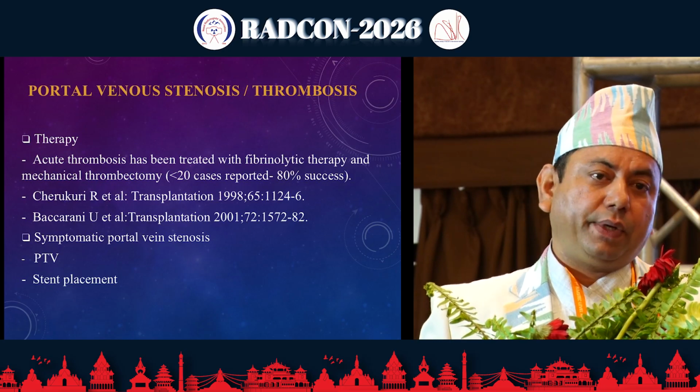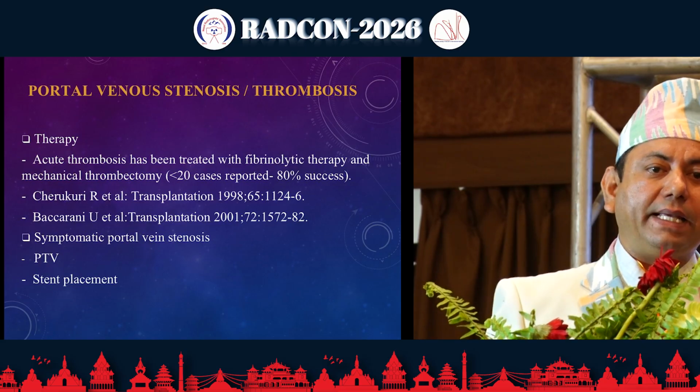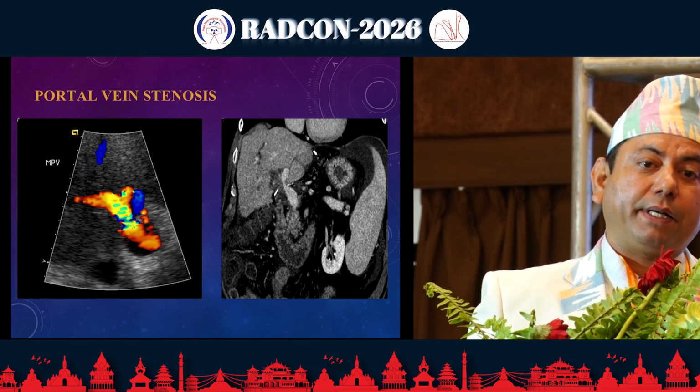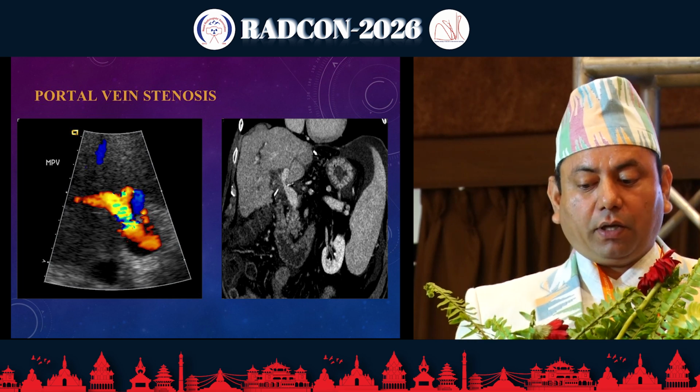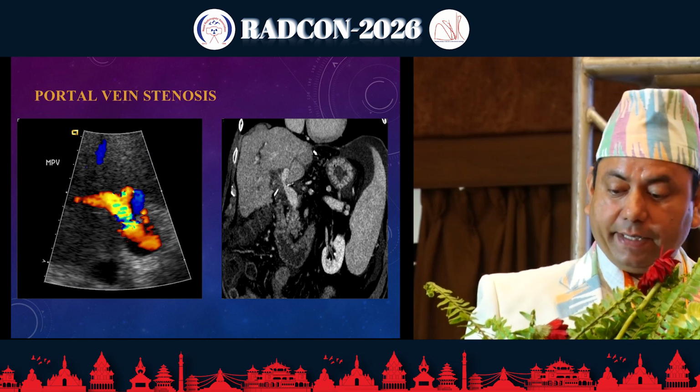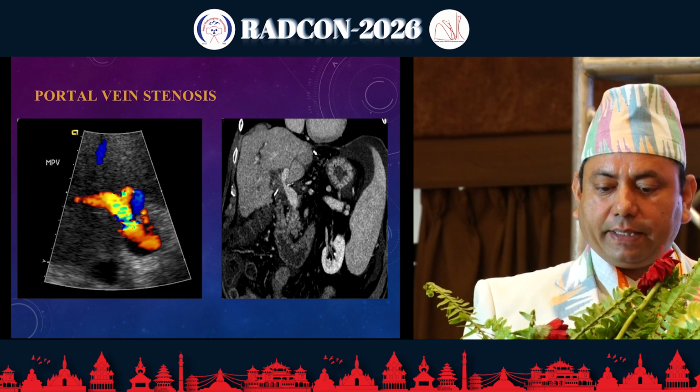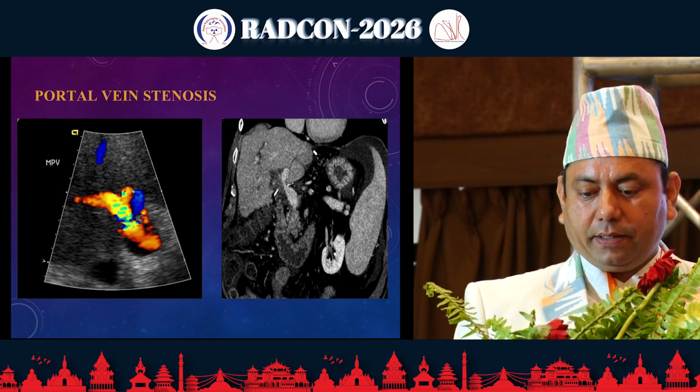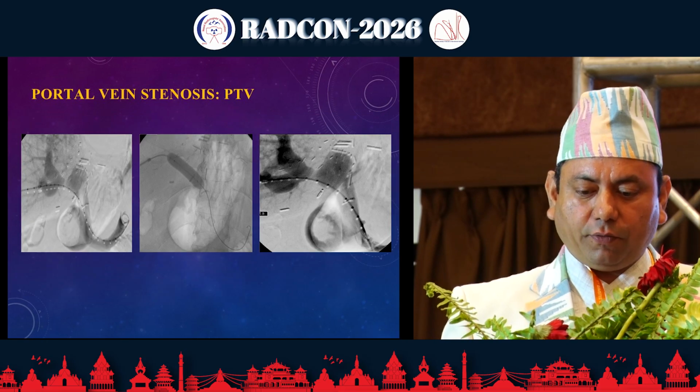In portal vein stenosis, again, we can see the color Doppler showing focal aliasing in the anastomotic segment of the portal vein, and the coronal image also shows the same findings. Balloon plasty was done, and then the patient had a normal flow there.